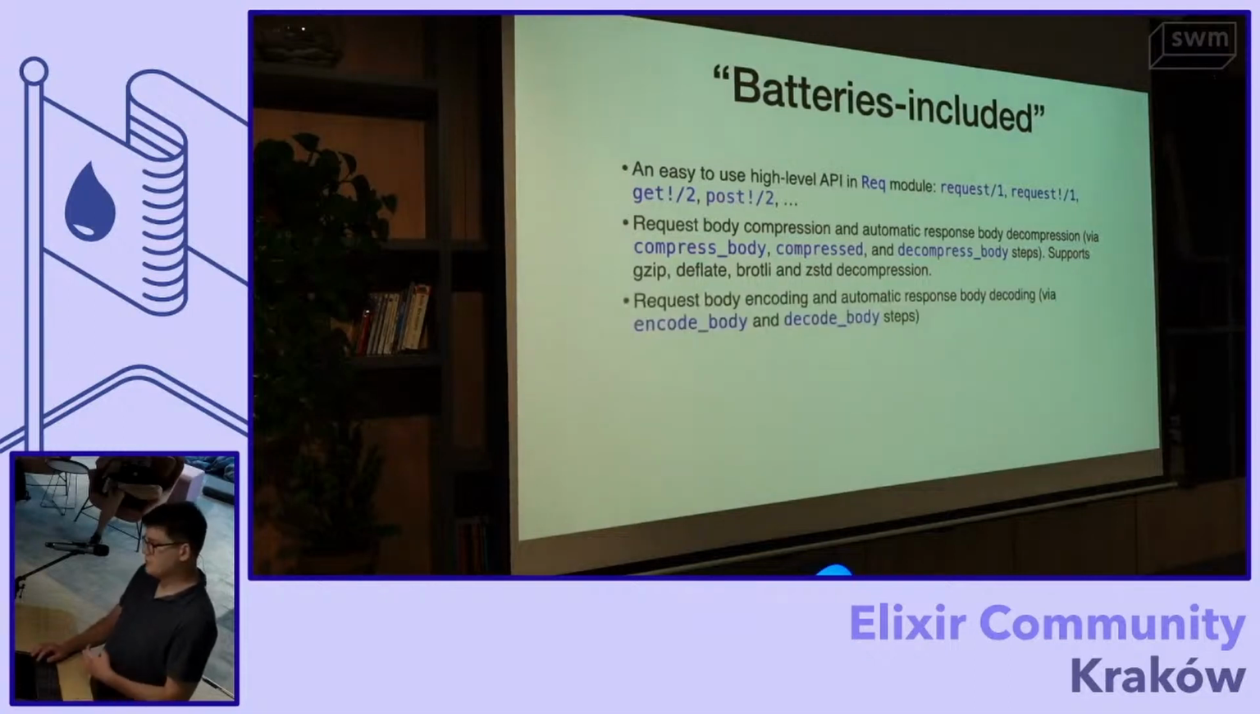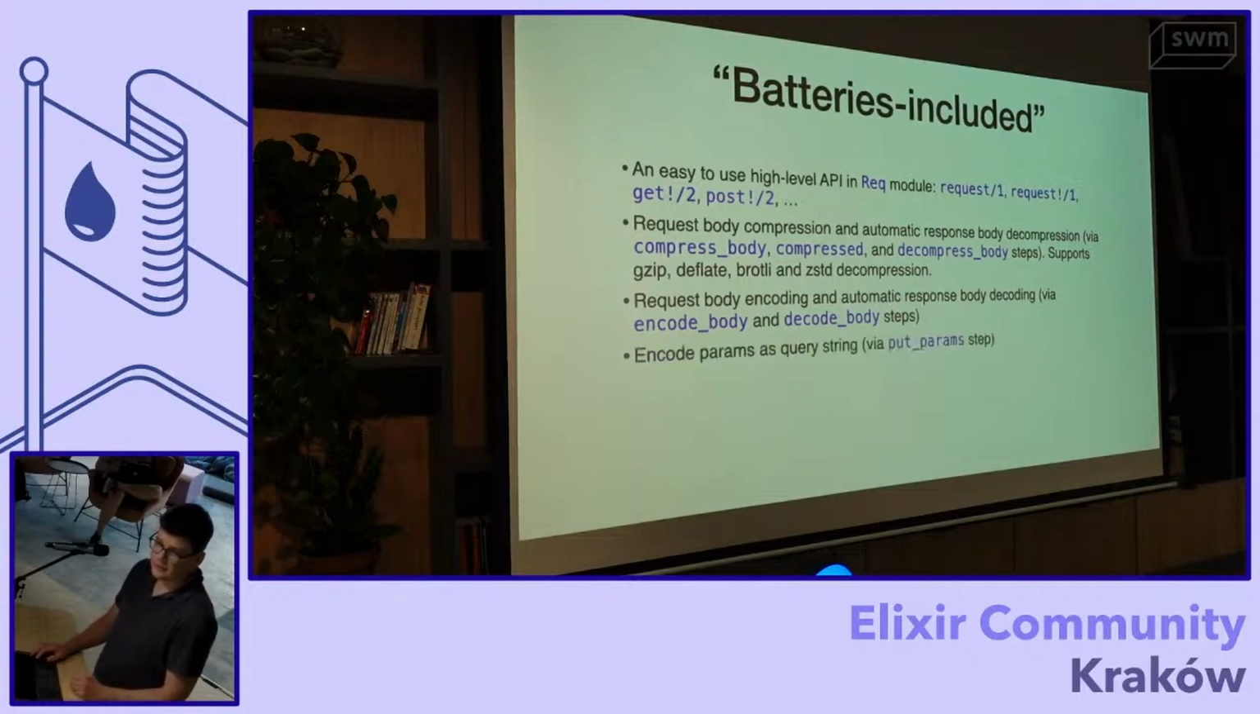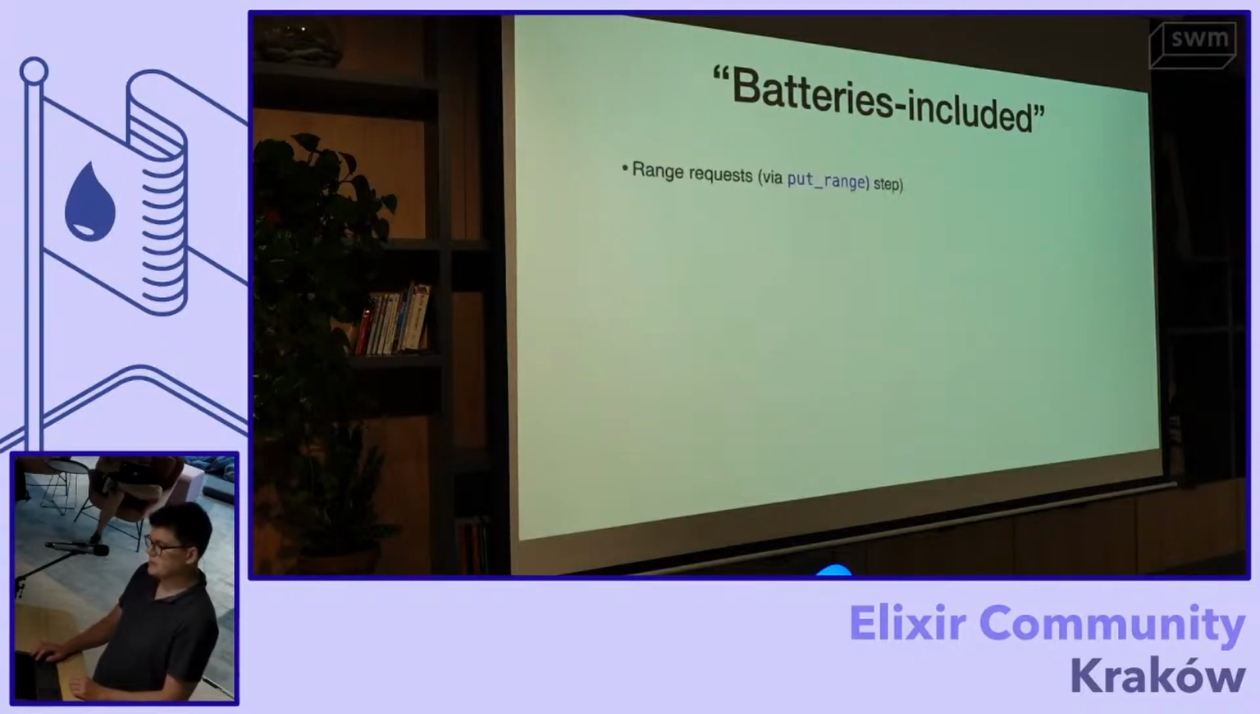We support request body encoding and automatic decoding. So again, we've seen the decoding in action. We automatically decode the JSON. We can easily encode parameters as query strings. We have support for authentication. We even have the .netrc file, which is pretty useful for scripts and such.